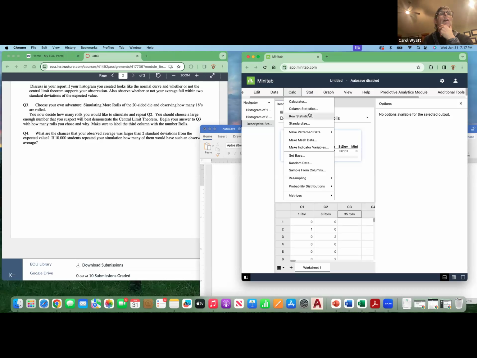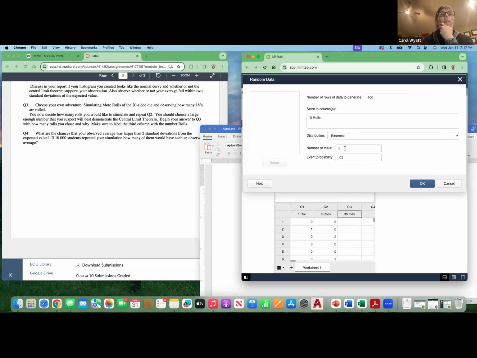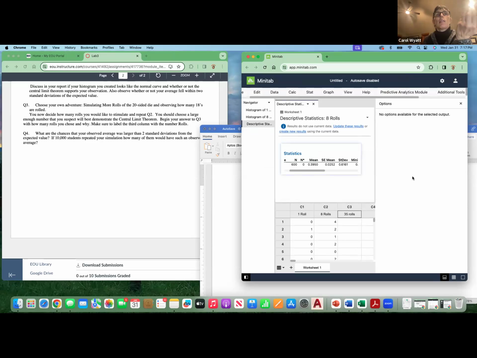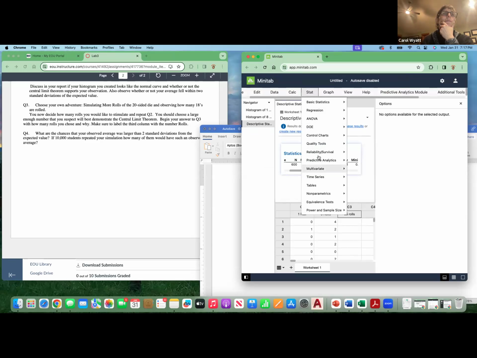So I'm going to go, all right, random data, and instead of 8 trials, I'm going to do 35. And I'm hitting OK. Again, theoretically, 0 is going to be, oh, I put it in the wrong column. Apologize. Let's try that one more time. Stats.